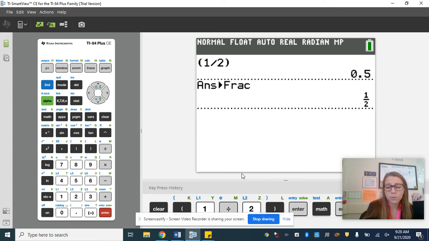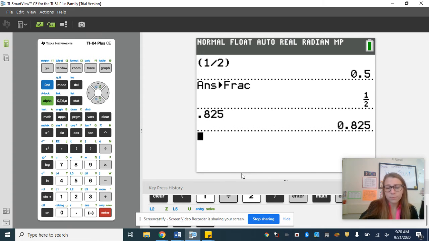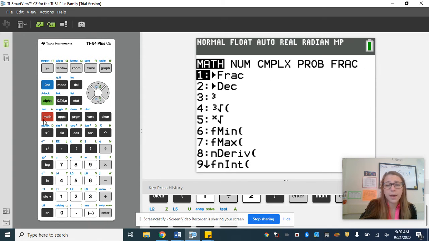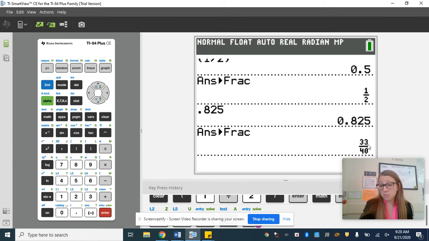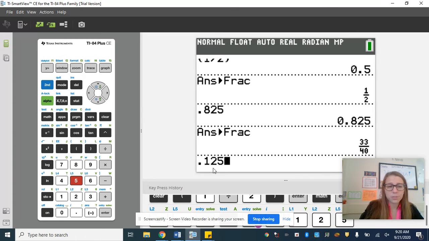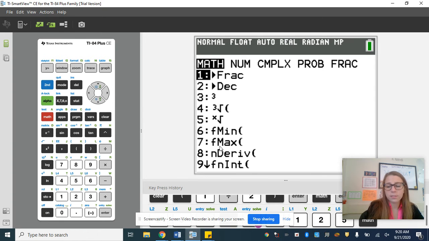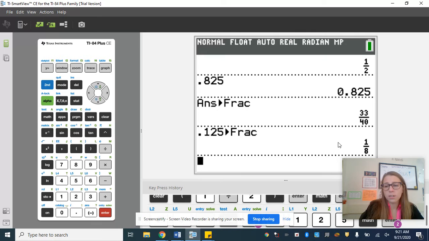How about another example? If I have the decimal 0.825, I could figure out what the fraction for that is by, again, going through and hitting math. Choice 1 is fraction, enter, enter, and that gave me the fraction 33/40ths. I didn't know that, and I would not have known that, but there it is. I have the decimal 1.25. Math, back, enter, fraction 1/8. A really useful tool on this calculator here.